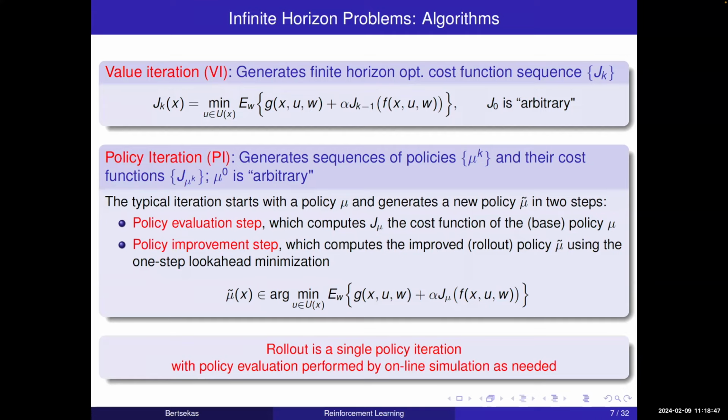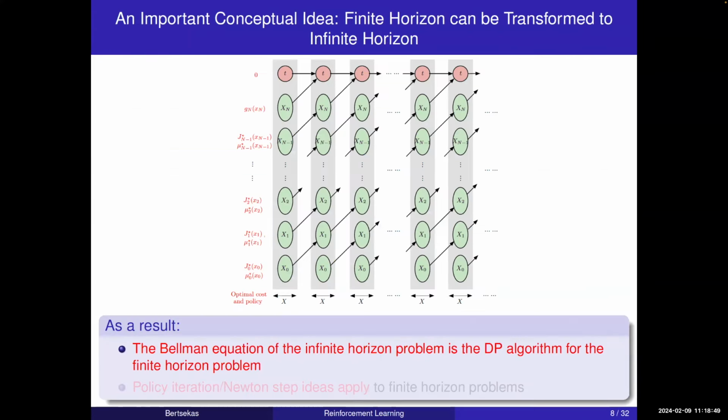Okay. So now for the reduction. We're given this finite state, finite horizon problem, and we need to transform it into an infinite horizon problem that's equivalent. For the infinite horizon problem, I need four elements. I need a state space, a control space, I need the system dynamics F, and I need a cost function G. So the way we're going to generate these is as follows.